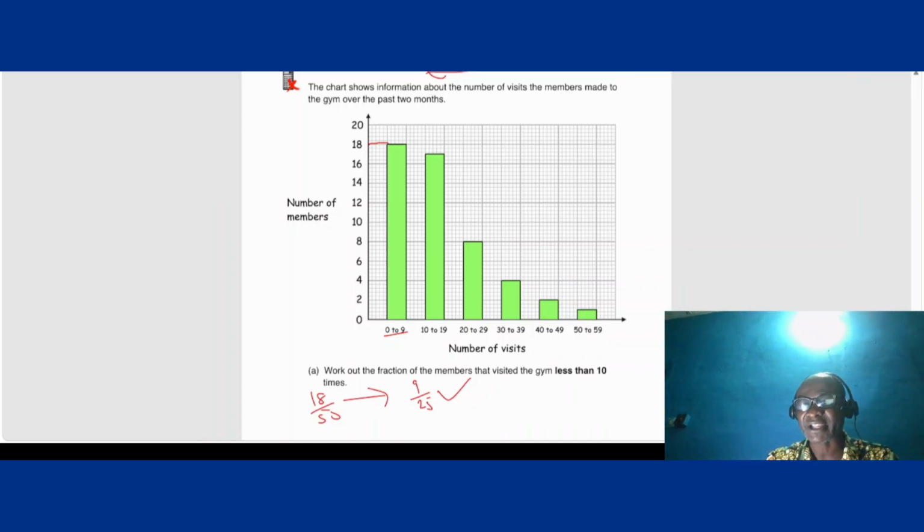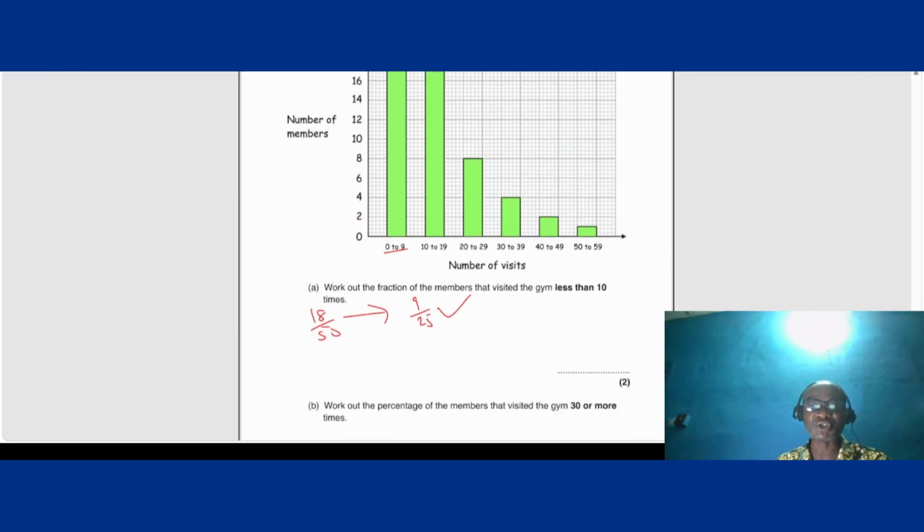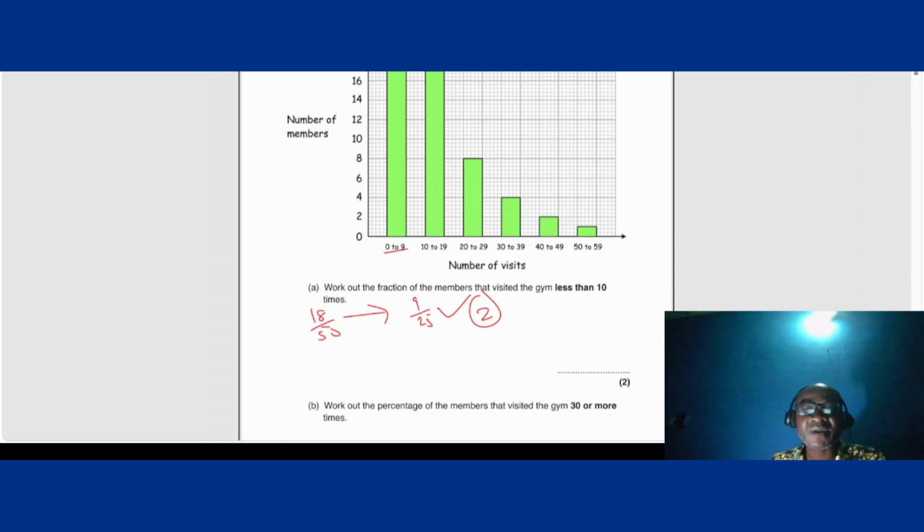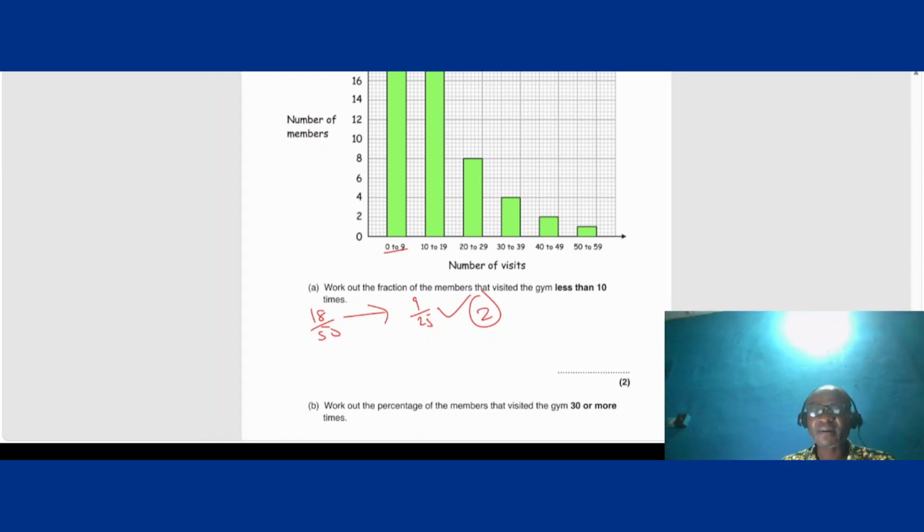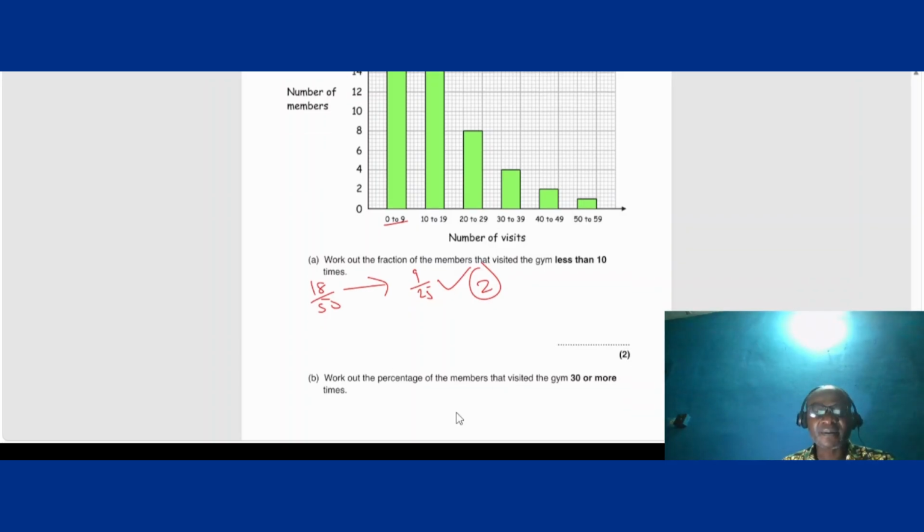For question A, 2 marks. Now question B says, work out the percentage of the members that visited the gym 30 or more times. What do you have to say? It will be 14 percent, because they said 30 or more times. So you have to count 30 to 39, 40 to 49, and 50 to 59, which is 7 over 50. And the percentage is 14 percent.